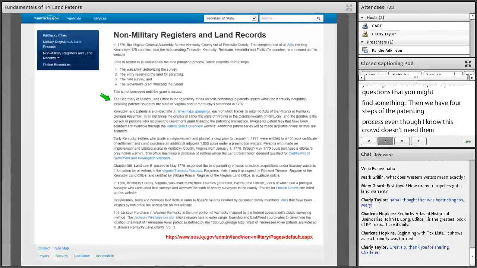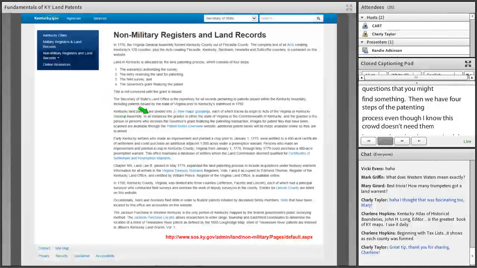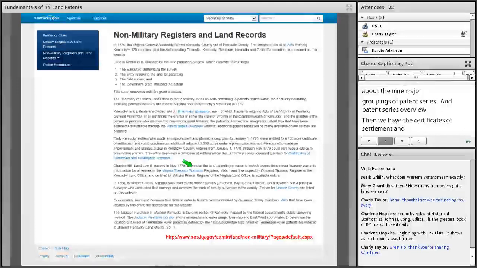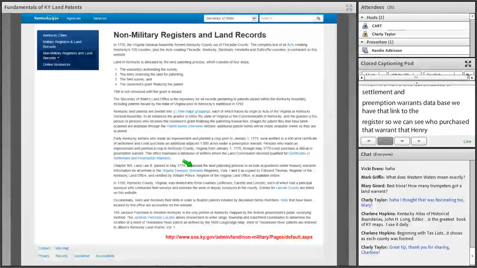Okay, then we've got the one-page document that talks about the nine major groupings of patent series and the patent series overview. Then we have the Certificates of Settlement and Preemption Warrants database. And we have a link to that Virginia Treasury Warrants Register so we can see who purchased that warrant that Henry Bell used to have Daniel Boone survey that tract in Fayette County.